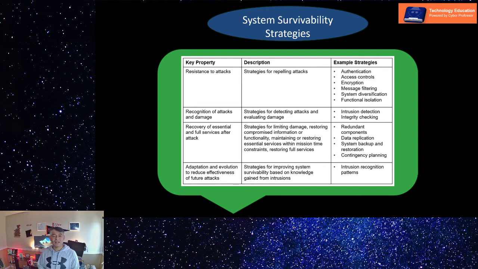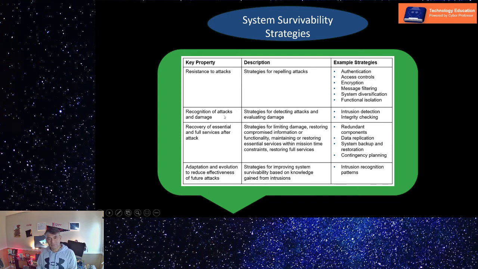The system survivability strategies are as follows. As we mentioned, the first one is the resistance to attacks. And the description for that is the strategies for repelling attacks. We need to make sure that we create strategies for repelling the cyber attacks. Examples of those strategies include the authentication of users that are trying to access the different assets in our organization, including the operating system, access controls, encryption, message filtering, system diversification, and finally, functional isolation.